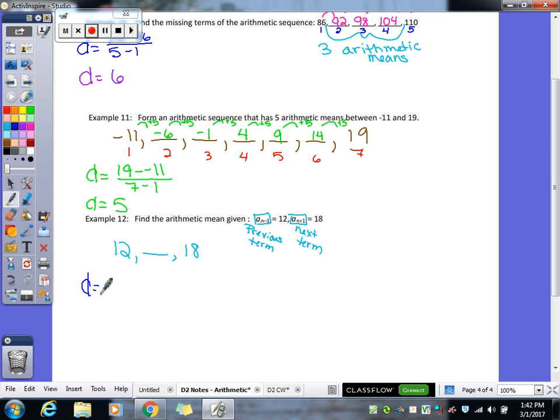So again, same thing. Let's do our slope formula. 18 minus 12 would be over 3 minus 1, because I would have my third term and my first term. So D equals 3. So 12 plus 3 gives us 15. Again, just to check, plus 3 does give me 18. So my arithmetic mean that they're looking for is my 15, that number right there in the middle.